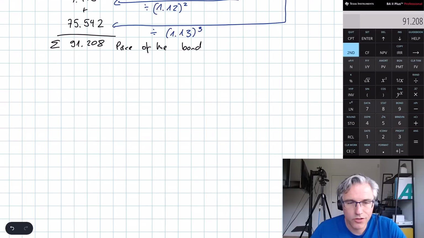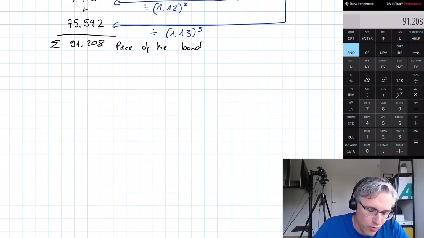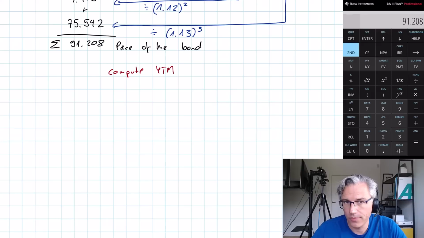Right, what I want us to do now, even though it's not part of the question, is to try and compute the yield to maturity for this instrument. If we know its price, and we know all the cash flows it's going to generate in the future, and we know how long it's going to be around for, we can calculate the YTM using either the cash flow worksheet, or you can use the TVM function on your calculator. So let's do this using TVM.